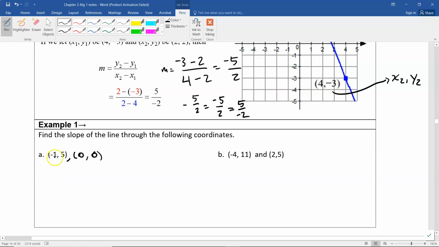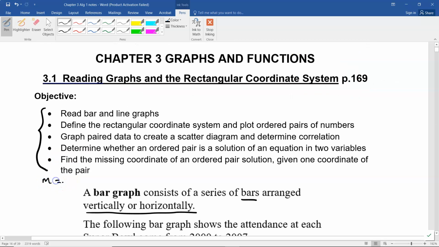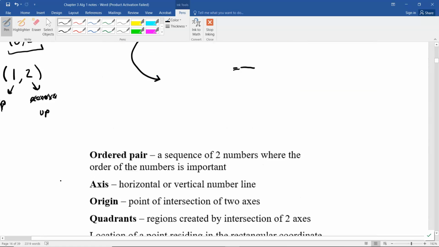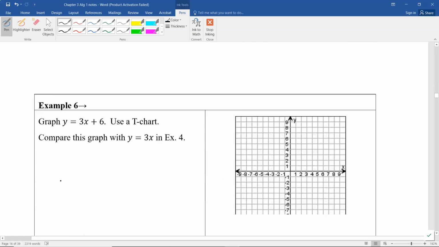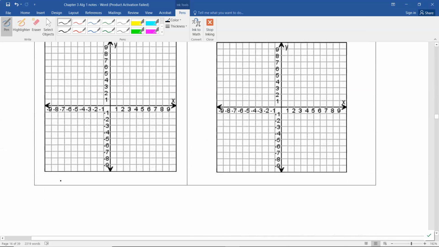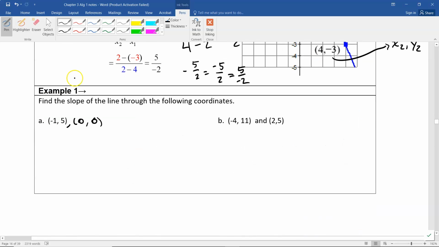So again, just to walk you through this example, we do m. Okay, here we are. So what I was saying was, again, we can just do m is equal to y2, we can just make these our 2 coordinates. So 0 minus y1, 5. Then we have x2, which is 0, minus x1, which is negative 1. So here we get a negative 5 divided by, this negative is going to cancel with that, so we get a positive 1, meaning our slope is negative 5.